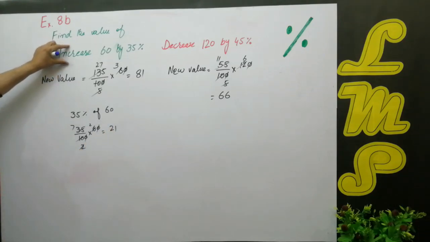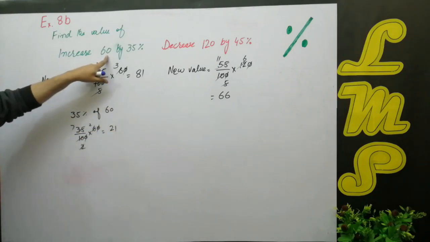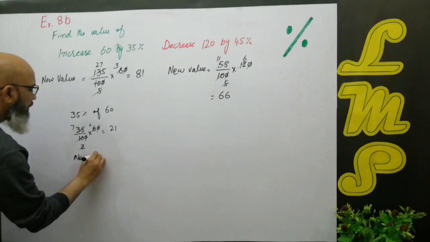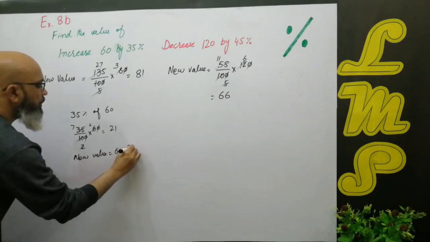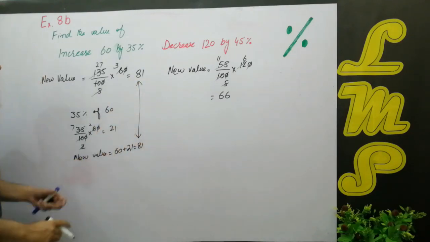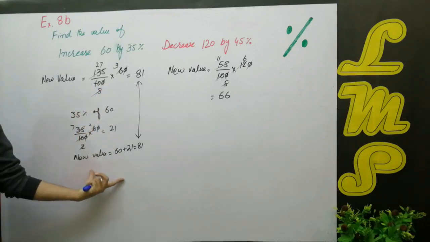Now what is here? Increase 60. Increase means we will add 21 to the 60. So your new value is 60 plus 21, that is 81. So your answer is the same. Either method you will use, you will use this method or this method.